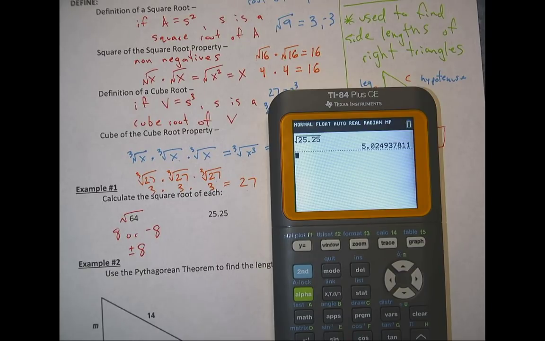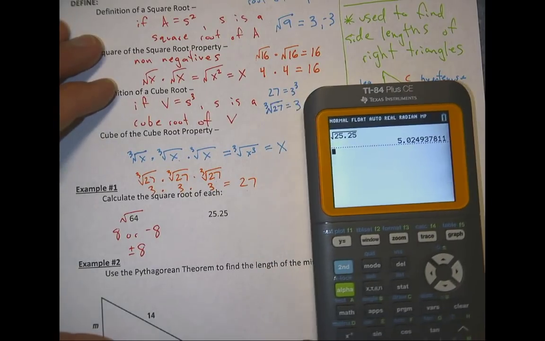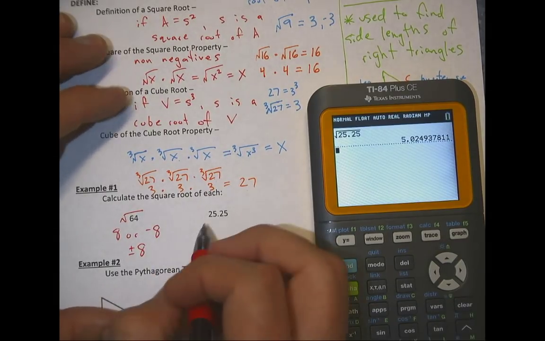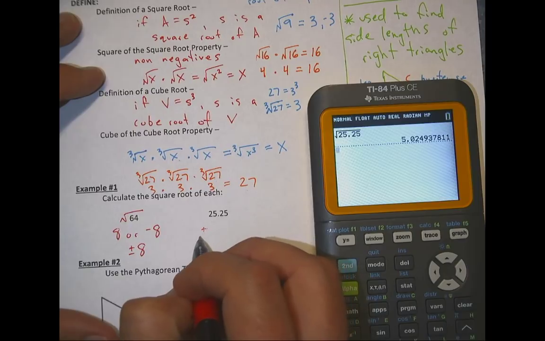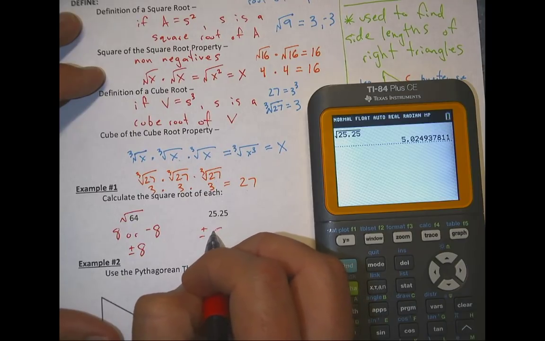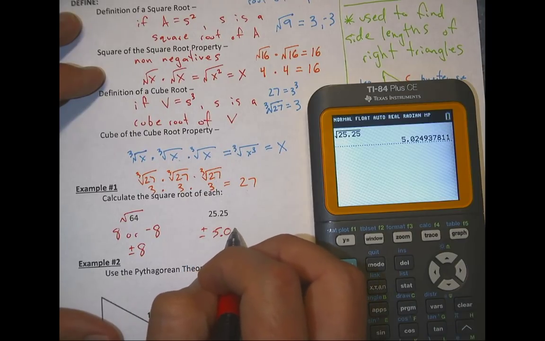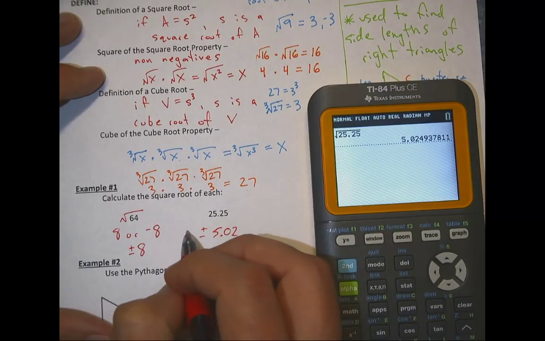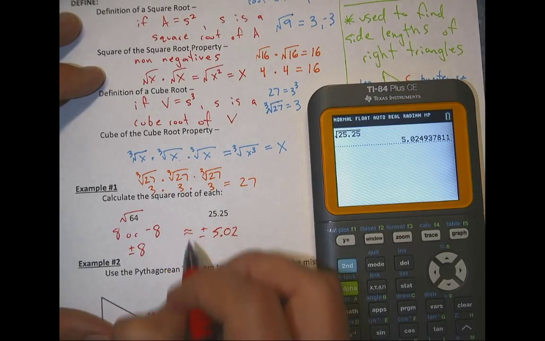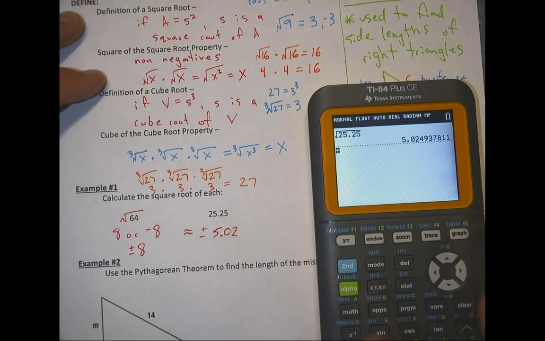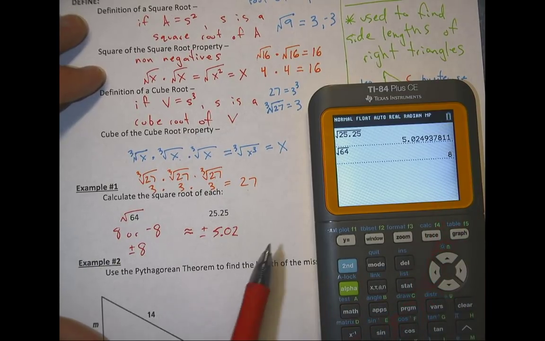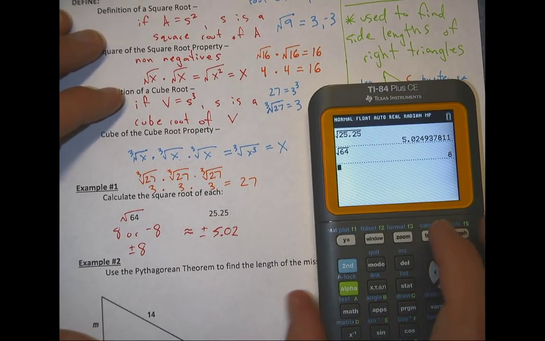25.25. And we're going to round this. And remember that square root is always going to be the positive and the negative, just like 8 and negative 8. So we're going to say plus or minus 5.02. Let's just round it, 5.02. So we'll say that this is approximately that. Now if you wanted to see this one, just to see how it works, square root of 64 is 8. So notice your calculator is not going to give you both. You have to know that it can be the positive and the negative.